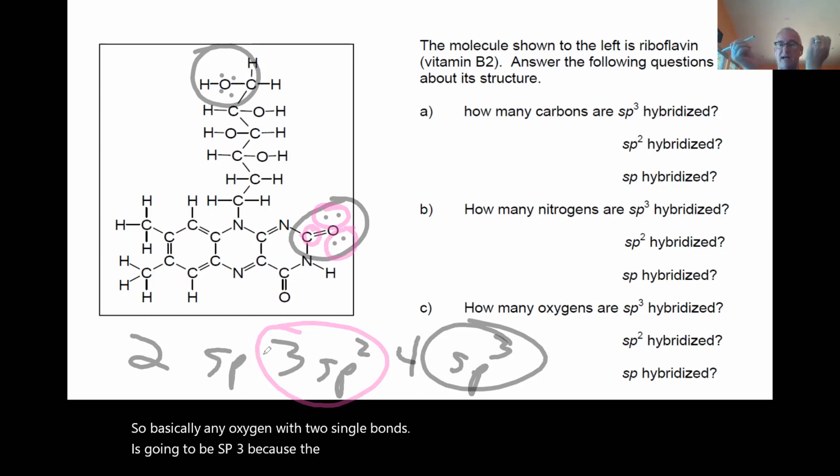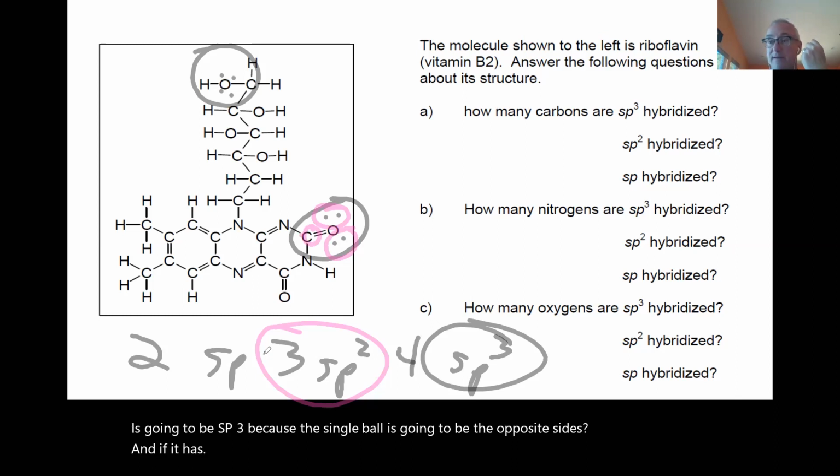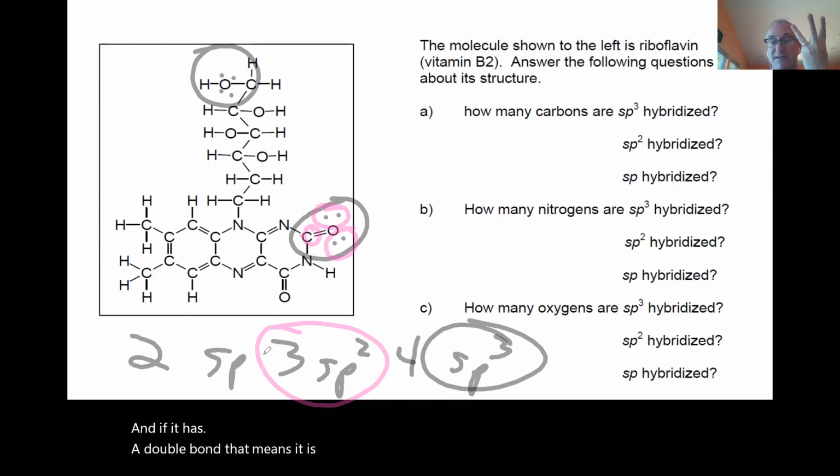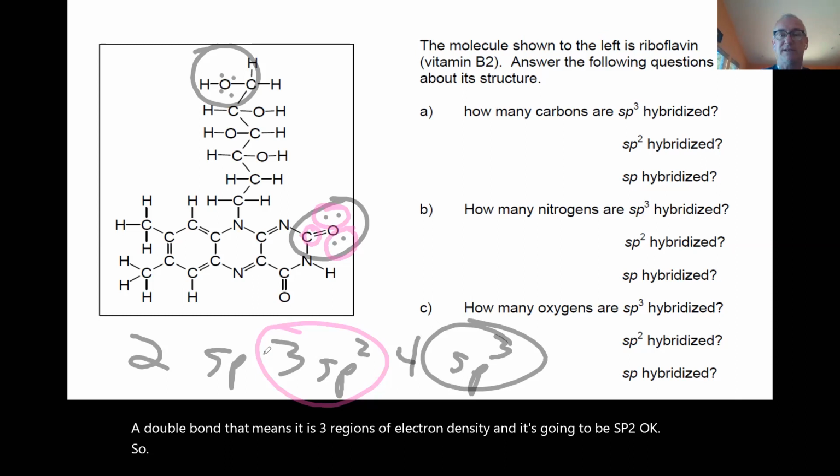bonds are going to be at opposite sides. And if it has a double bond, that means it has 3 regions of electron density, and it's going to be sp2. Okay? So the quick way to sort of get through this is oxygen is going to have 2 bonds and 2 pairs.